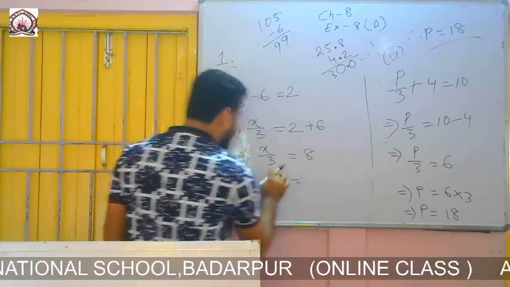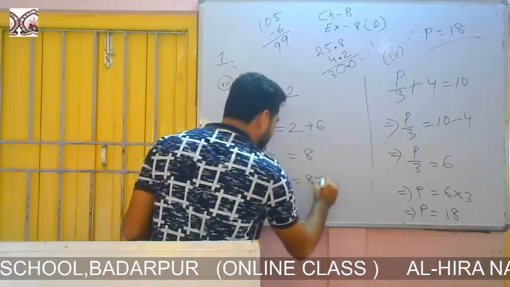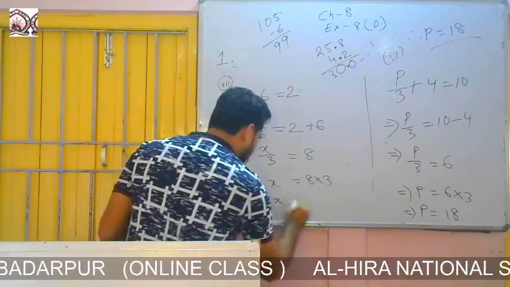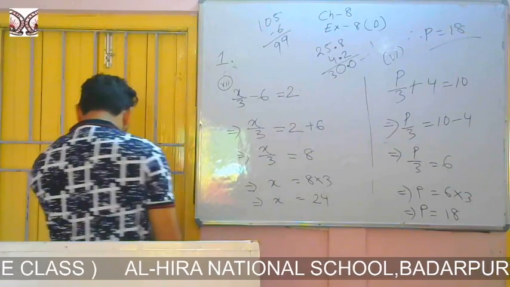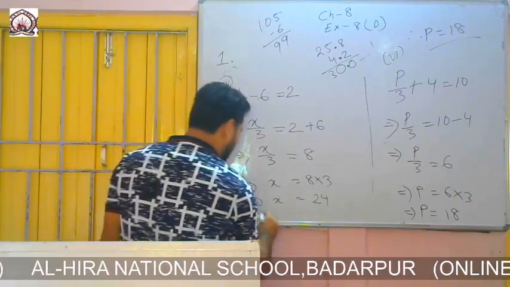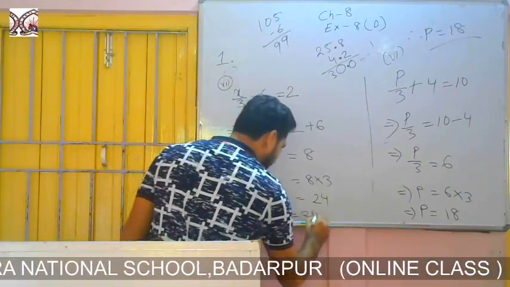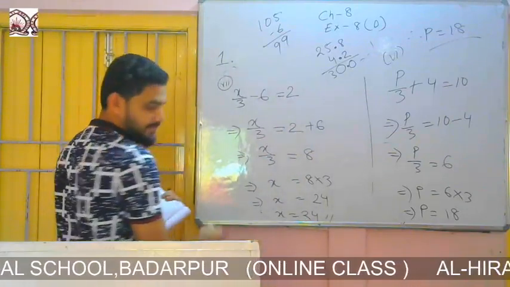Then 3 will go as a multiplication with 8. Then I can write 3 8s are 24. So 24 is the required answer. So write here x equals 24.